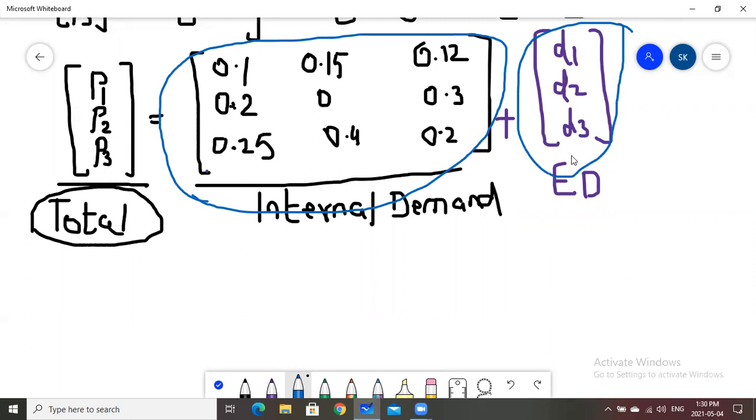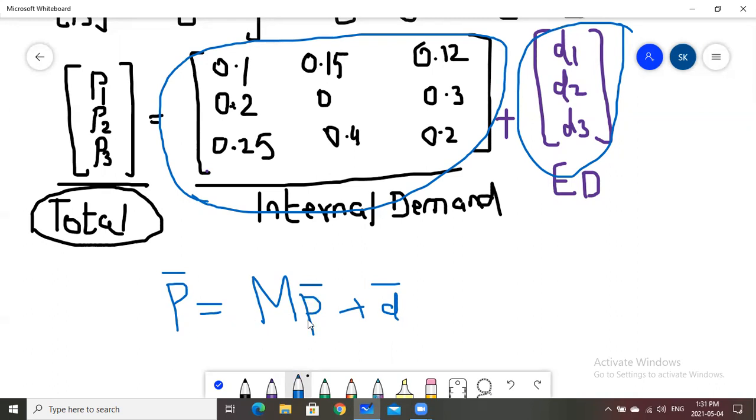Therefore the Leontief input-output model is given by, mathematically in the simplest way, P bar is equal to, P bar represents the output or the product that is produced by the three sectors, is equal to M P bar plus D bar. When you incorporate all the values into a single term, we have termed it as P bar. So P bar is equal to M P bar plus D bar.